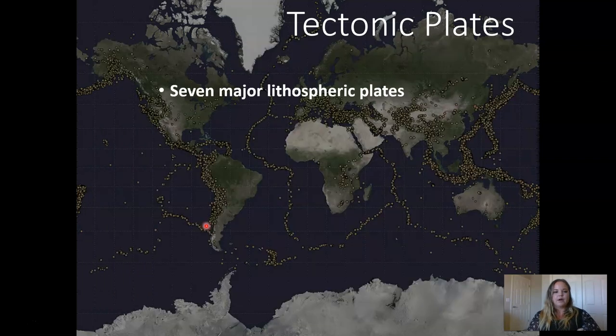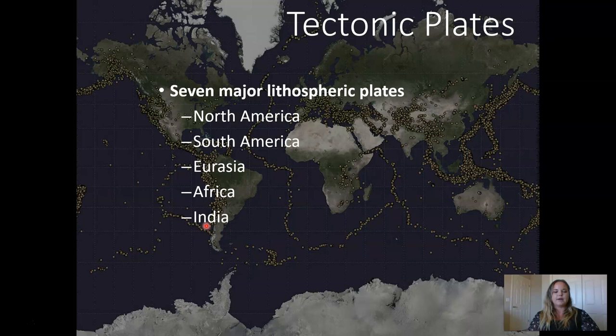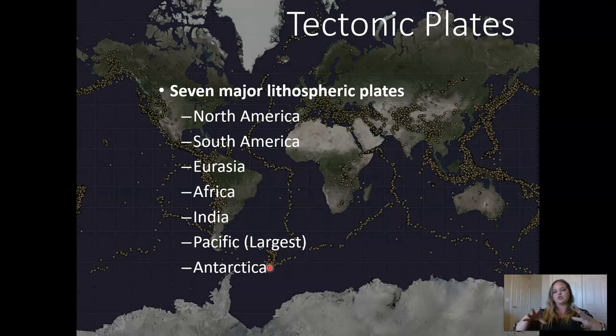Before we go, let's look at the 7 major plates: North America, South America, Eurasia, Africa, India, Pacific, and Antarctica. The Pacific is the largest, although on that map it doesn't necessarily look like it. If you look at an actual globe, the Pacific is stretched much larger than the North American plate, or even the Antarctic plate. Remember, these 7 major lithospheric plates we'll talk about a lot, and we'll talk about some of the smaller ones as well.